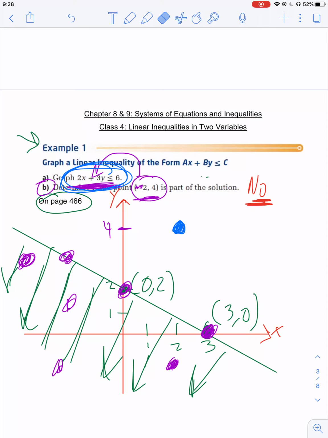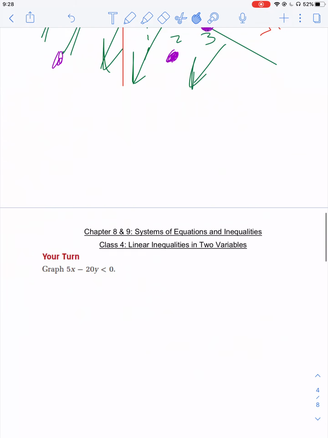And if you plug it in here, kind of like how I showed you to do so in the previous question, right? You will see that whatever that number is, it will not be less than or equals to 6. Okay, so there's two ways of verifying this. I think the best way is to just plug it in here, because then you don't have to draw a graph or anything like that.